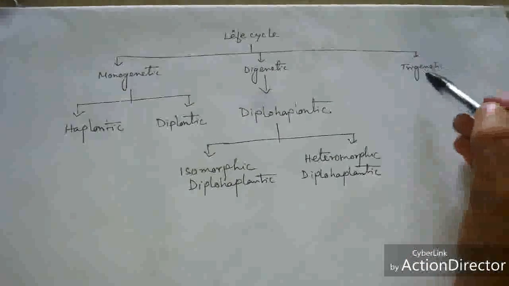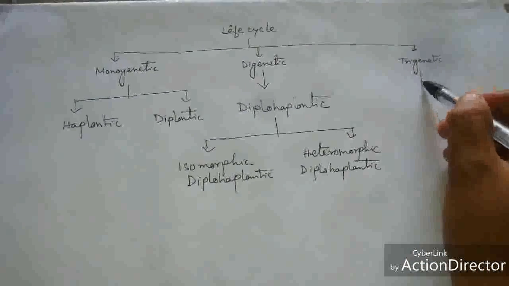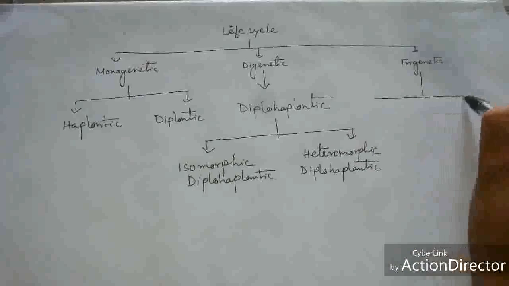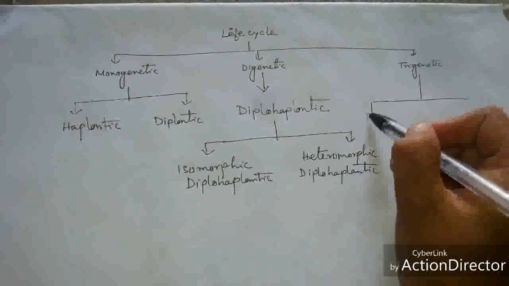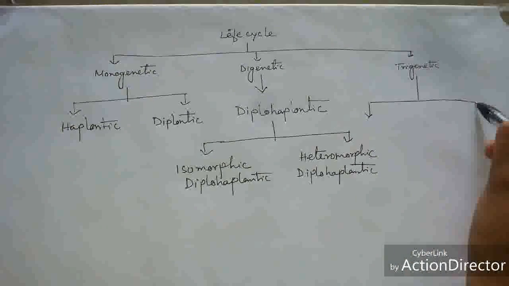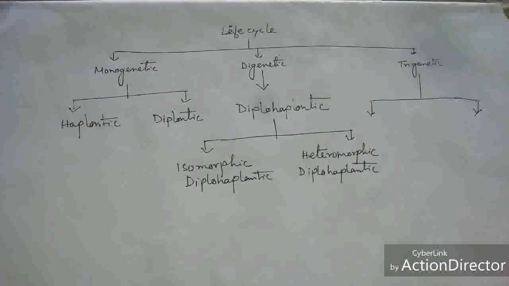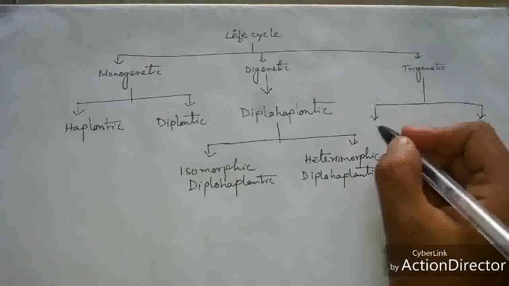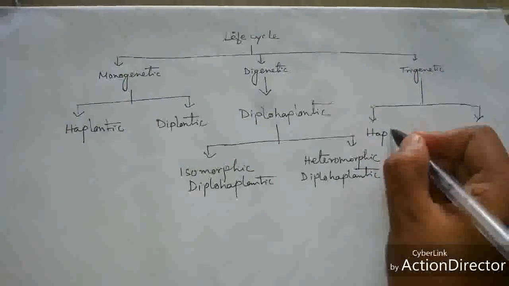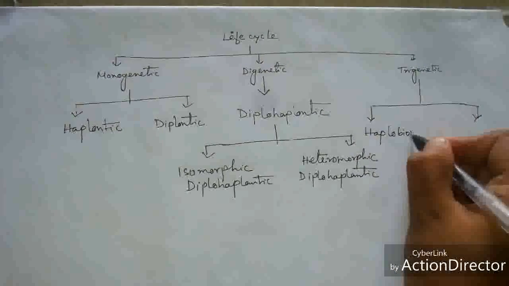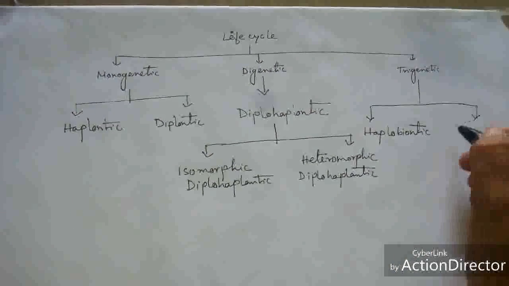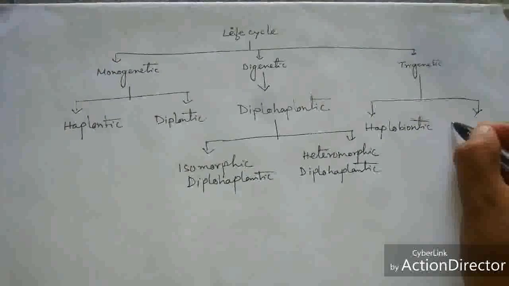And trigenetic phases are divided into two types. One is haplobiontic and another is diplobiontic.